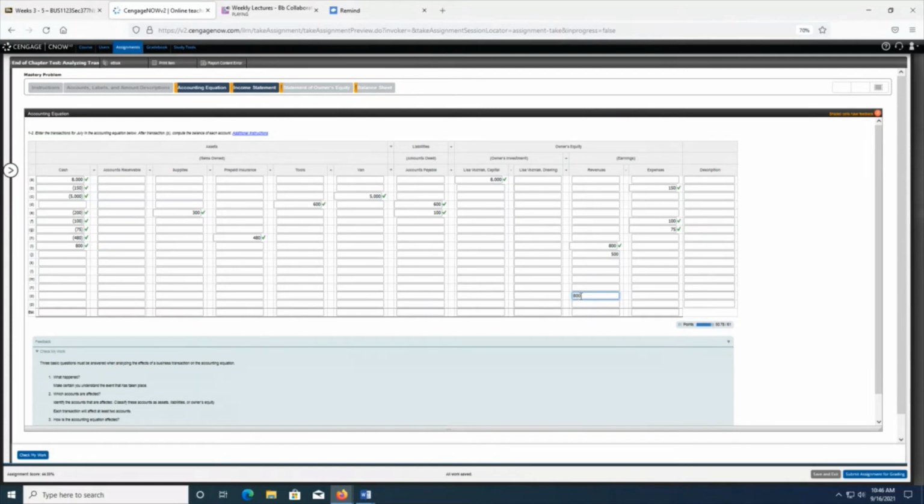And then O was 800. Okay, so that balance would be 16 plus 5, what, 21? Right.